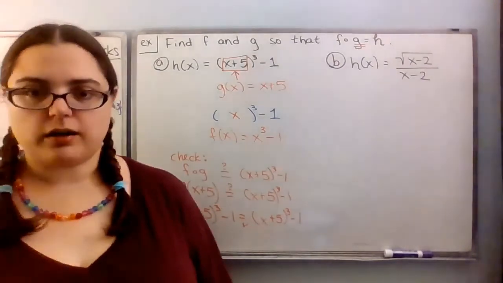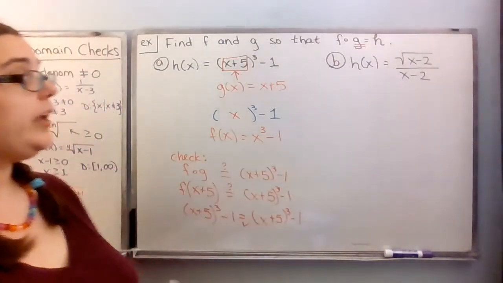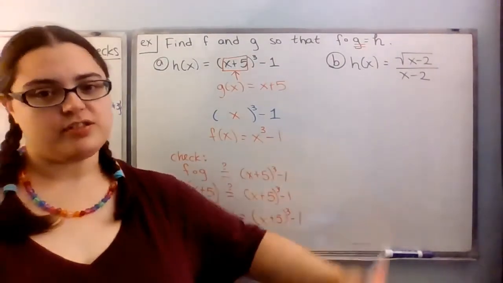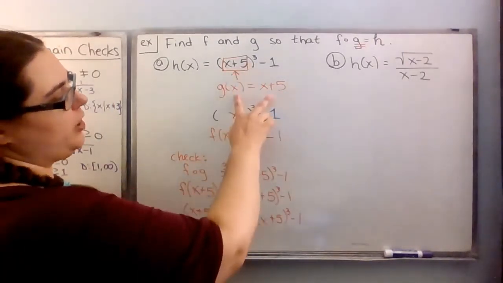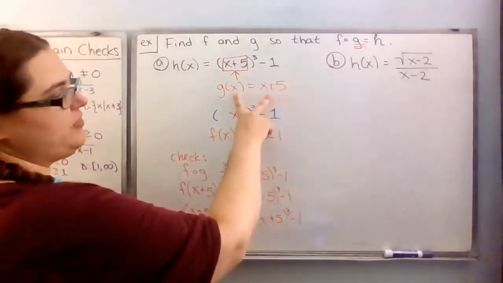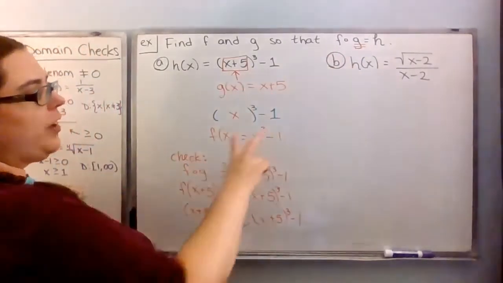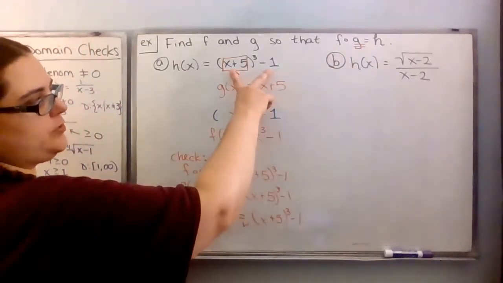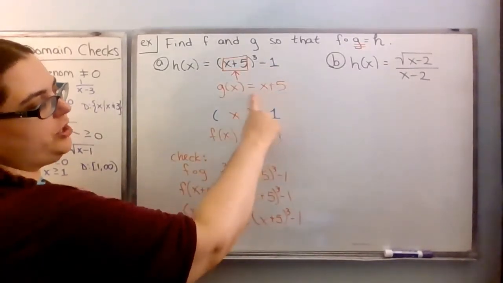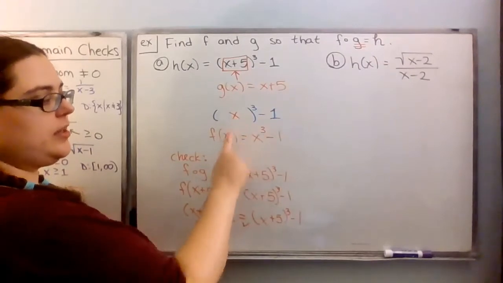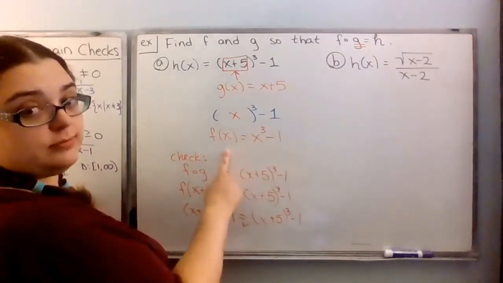So once again, our trick here is whatever happens to x first, that becomes your inside function. So x plus 5 became our inside function g. And then I rewrite my original function, and I get rid of the piece that I just called g, and I replace it with an x. And that becomes my second function.